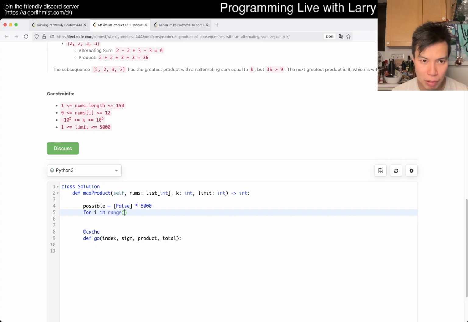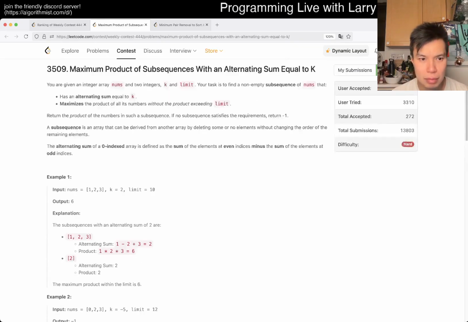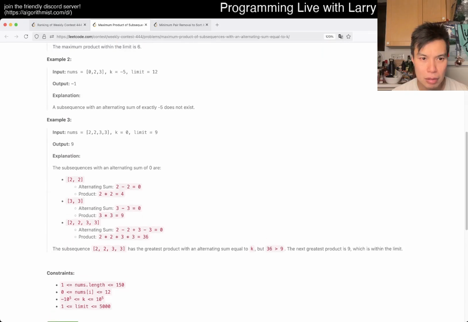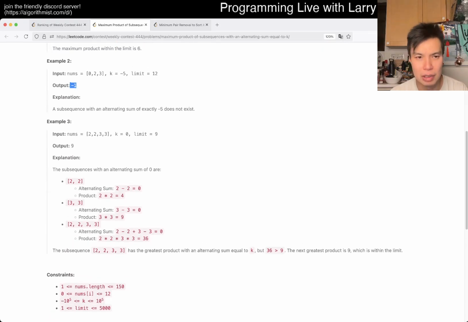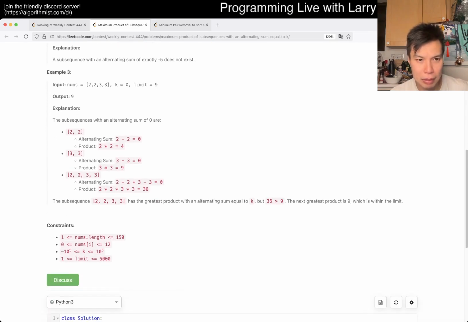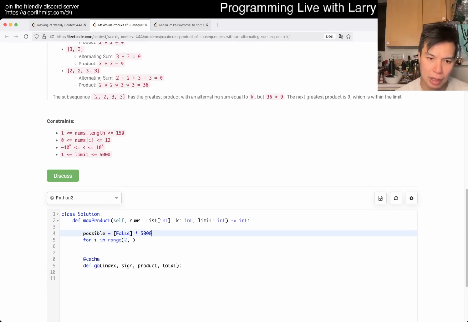We don't care about ones. We'll ignore zeros, right? Because it'll just... is it always possible? Oh no, -1. So we can't ignore 0, because it may be that the possible answer is 0 if it's possible. Okay, well, whatever. Let's just try this real quick.